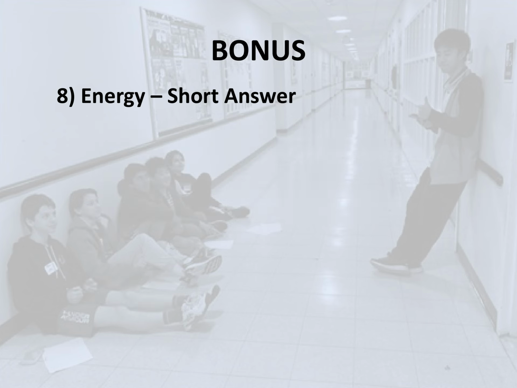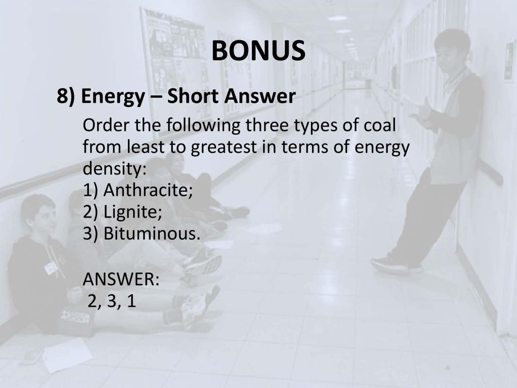Bonus 8. Energy, short answer. Order the following 3 types of coal from least to greatest in terms of energy density. 1. Anthracite. 2. Lignite. 3. Bituminous. Answer: 2, 3, 1.